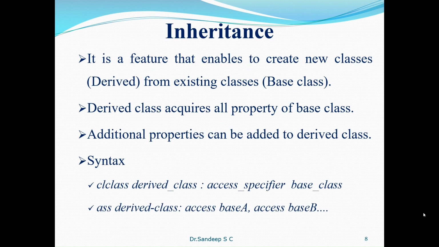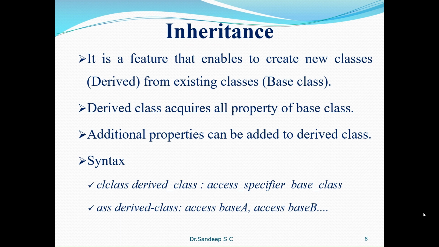Next, we have inheritance. It is a feature which enables us to create new classes from existing classes. The new classes are called derived classes. The existing classes are called base classes. That means we will be able to create a derived class from the base class, and the derived class will acquire all the properties of the base class. When I say properties, that means the functions we define in the base class can be used in the derived class. Along with that, we can also define additional properties in the derived class.